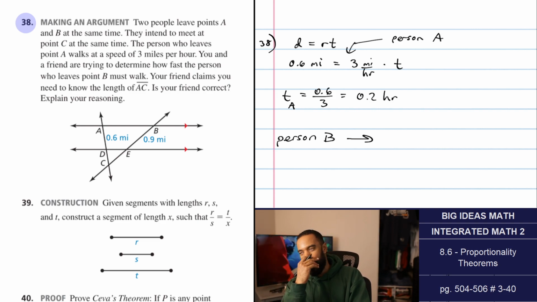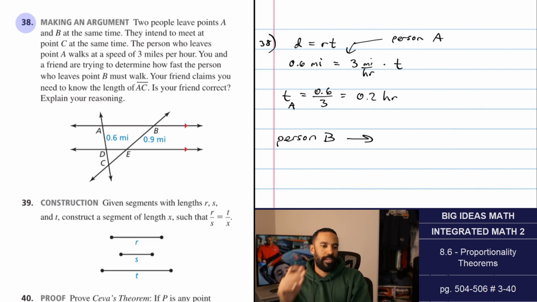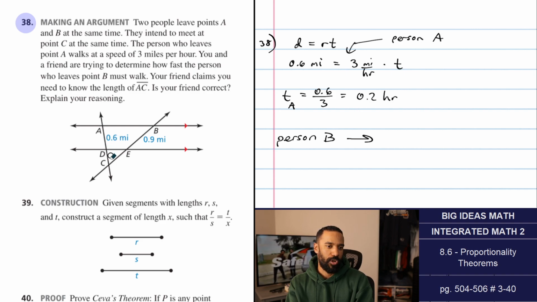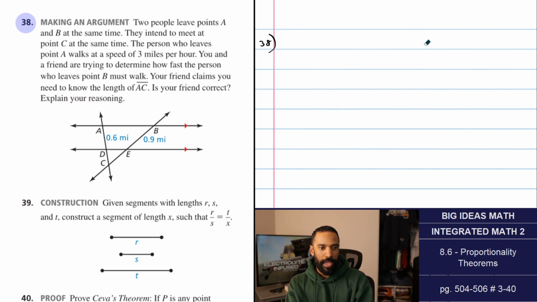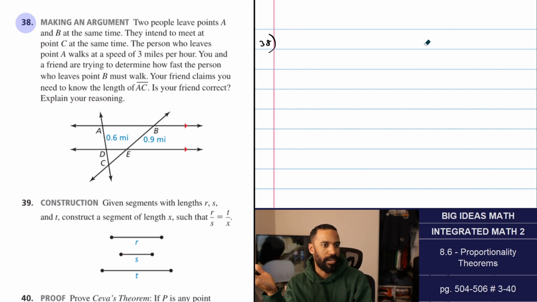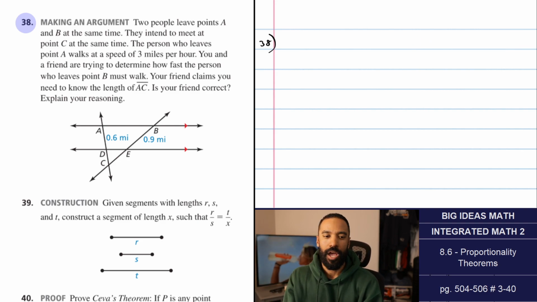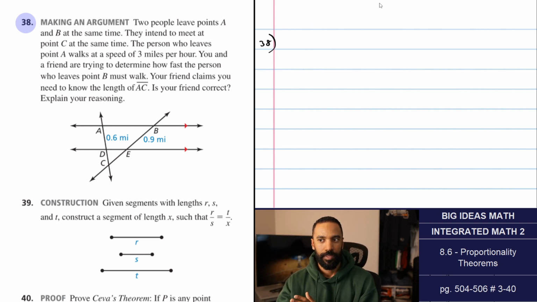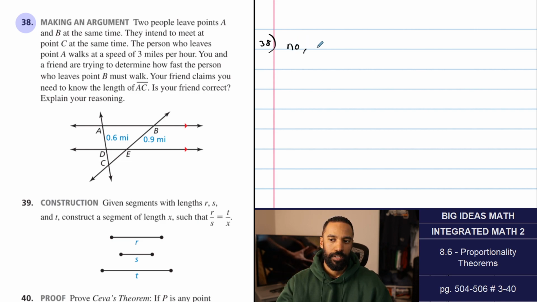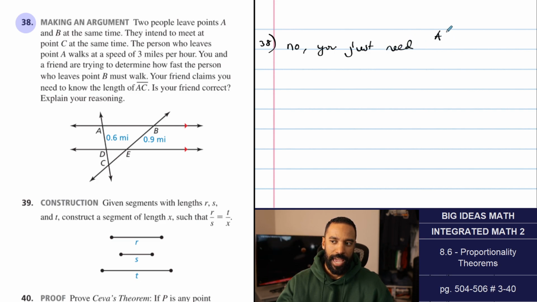You don't need to know the length of AC. Okay, I got it. I'm overthinking what I need to do. I thought 0.6 miles was the whole distance from A to C, but now that totally doesn't make sense because the question's within there. So let's ignore distance equals rate times time. What you need to know is how fast. Oh, duh, it says that. You're trying to determine how fast the person must walk. All you need to know is the rate from AD to BE. So no, you just need the AD to BE rate.